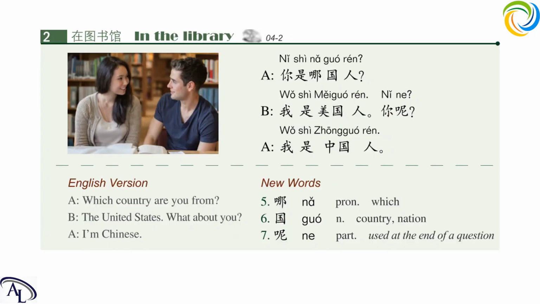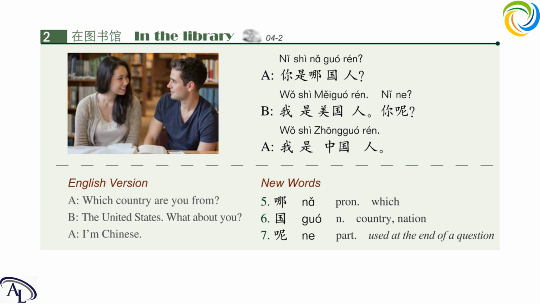The first new word for text 2 is 哪. The initial n, the final a, and the tone is the third tone. Na. Read after me, please. Na. It is a pronoun and it means which. Na. Okay, next new word is 国.